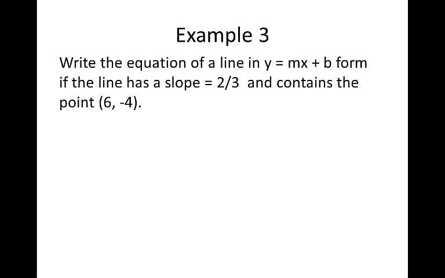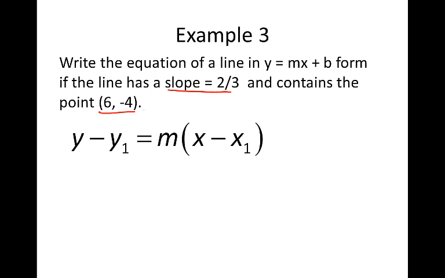Example 3. Write the equation of the line in y equals mx plus b form. It's also called slope-intercept or y-intercept form. Slope of 2/3 contains the point (6, -4). Again, pause the video. See if you can do this one on your own. Welcome back. Okay, so we have our slope of 2/3, point of (6, -4).